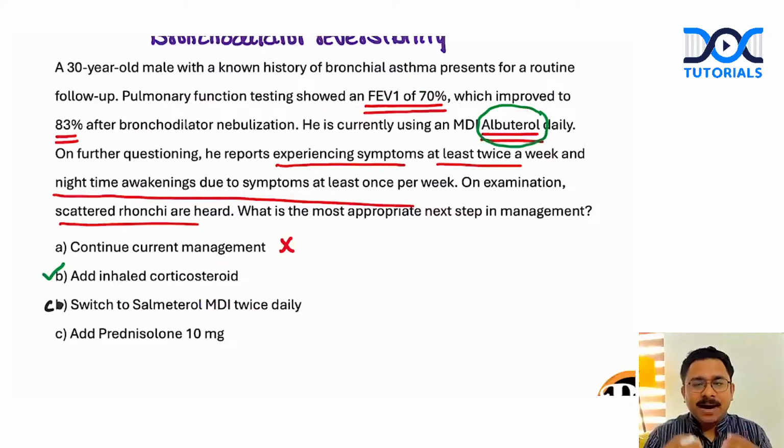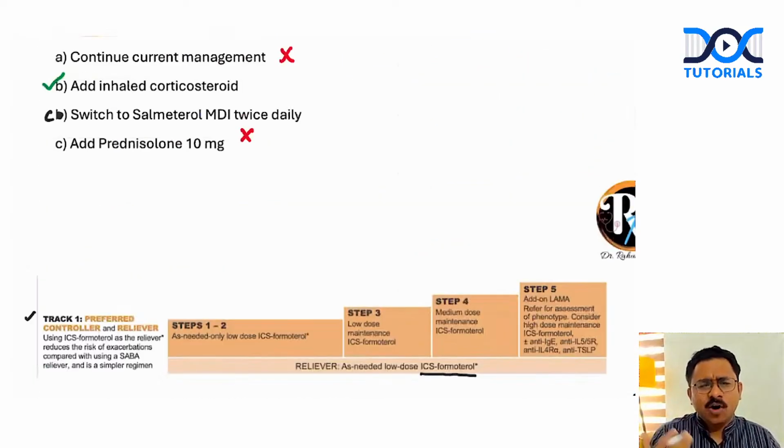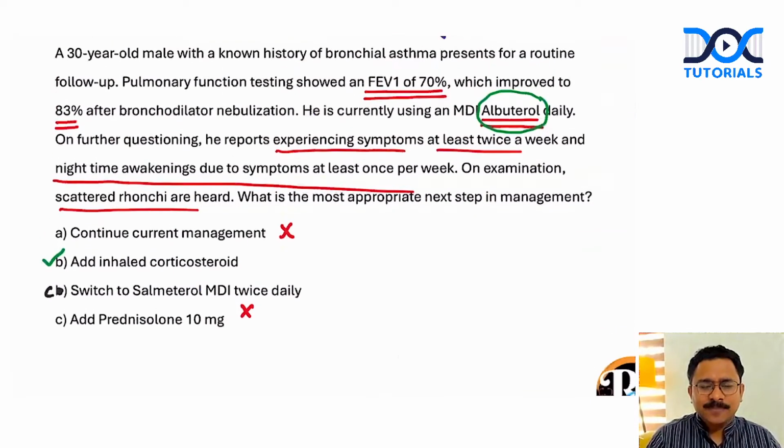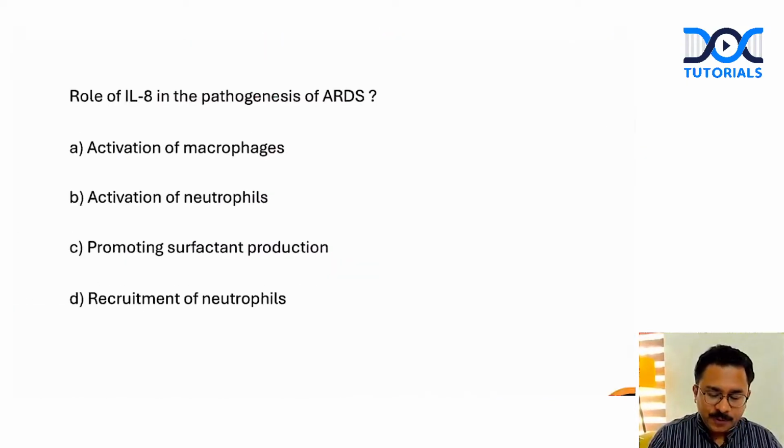But still, if I am asked to pick an answer here, for me, the best answer will be inhaled corticosteroid. Why? Because that is more important in controlling the inflammation. And what about adding prednisolone? No, that is only in case of step 5, and step 5 also in certain patients only. This particular clinical scenario is not something you are going to categorize as step 5. So my best answer for this question will be option B. Okay, there is no need of any confusion.